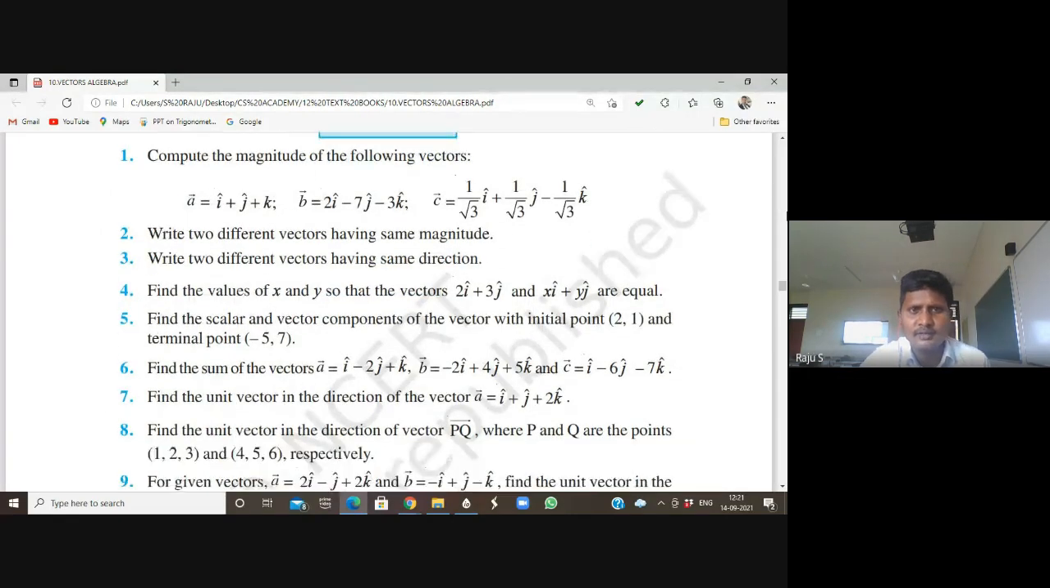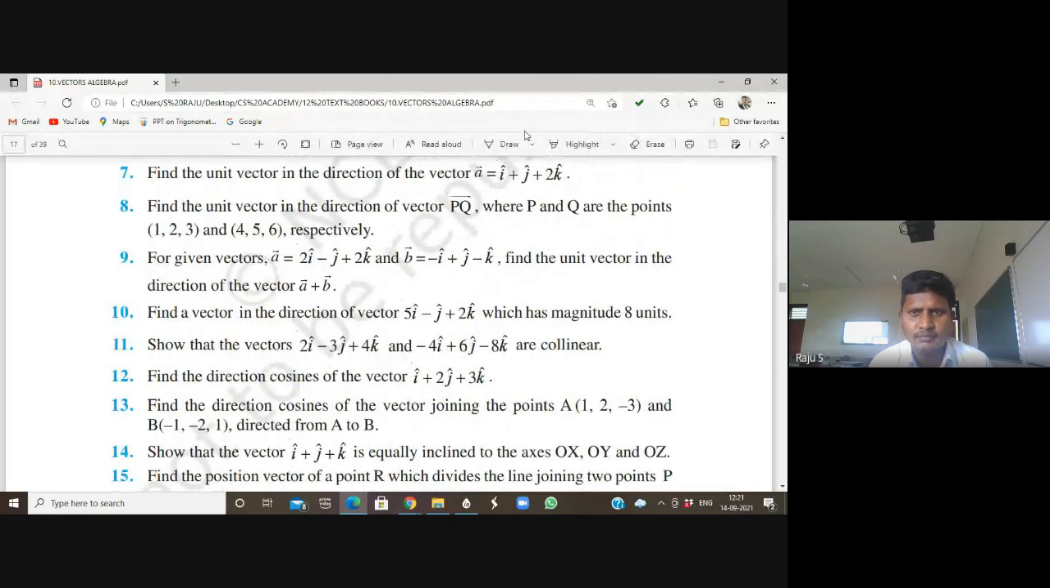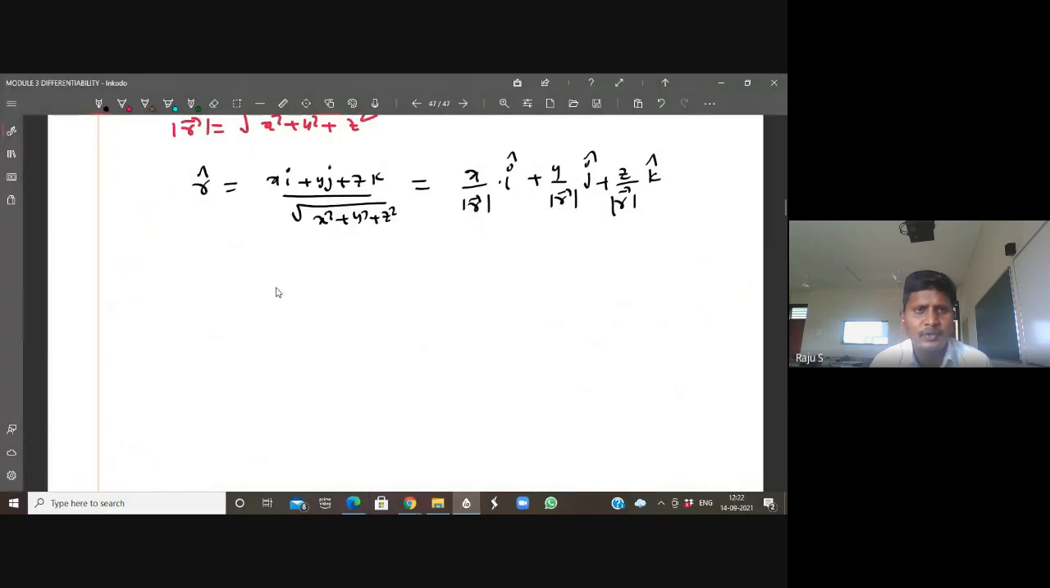The second exercise is to compute the magnitude. Okay, fine. Now I want to find the unit vector. For example, question number 7: find the unit vector in the direction of the vector a, already given, i plus j plus 2k. I'm going to do the question directly. The given vector is i cap plus j plus 2k cap.